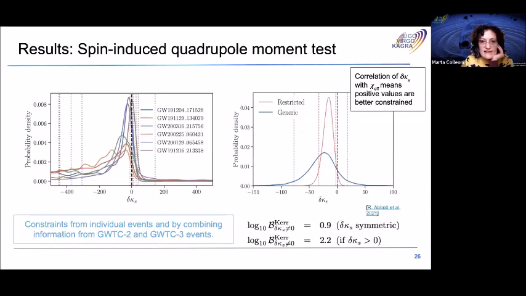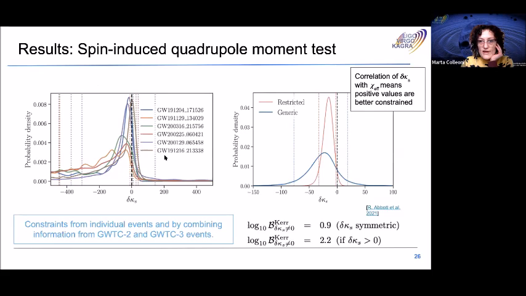So here on this slide, we have the results of this analysis. On the left-hand side, we have the posterior distributions for the delta kappa S. So we set the deviation on the symmetric combination of the spin-induced quadrupole moment parameters for each event that passes the selection criteria for this test.